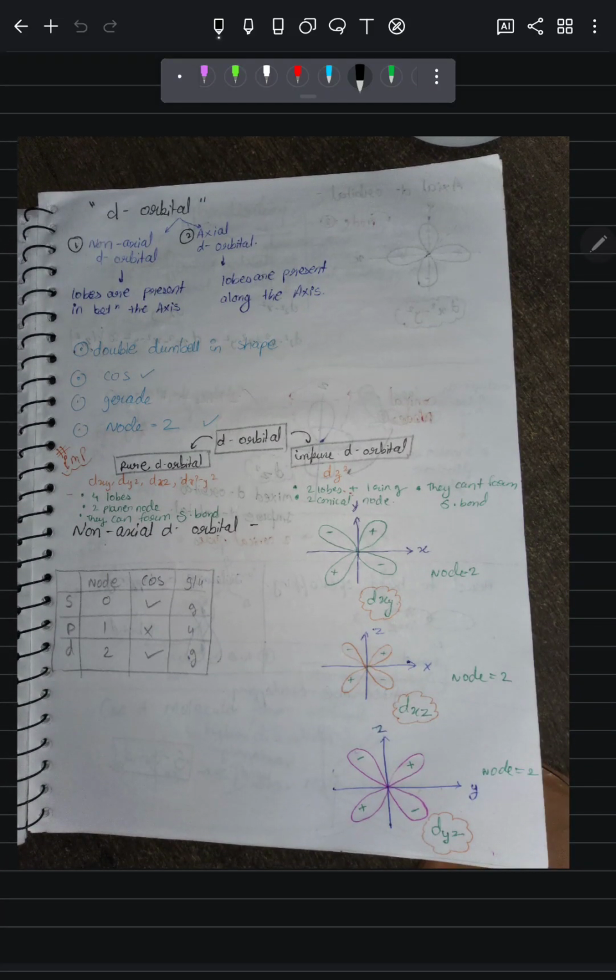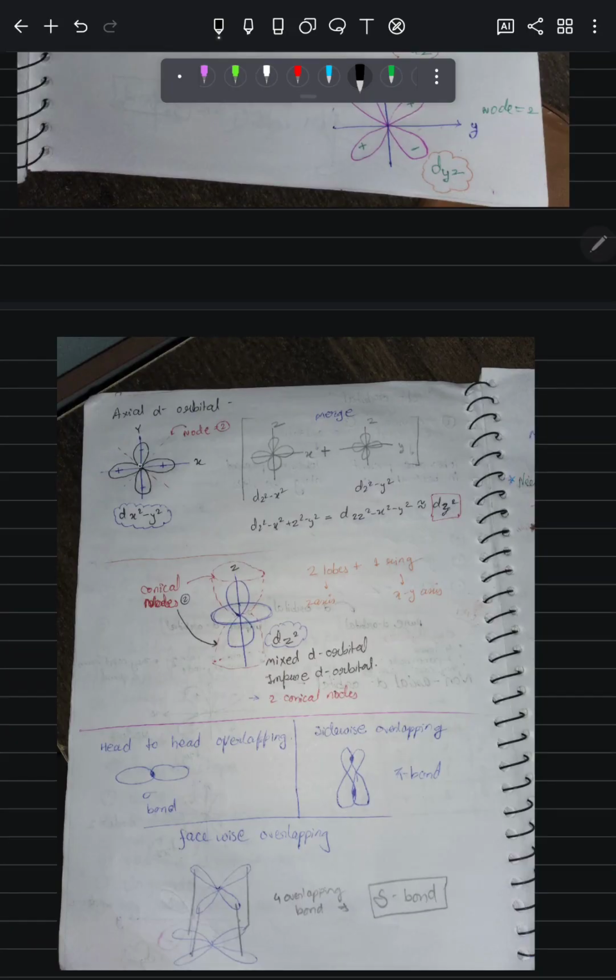Now let's talk about the d orbitals, which are important orbitals. There are non-axial and axial d orbitals. Two types of d orbitals are present. In non-axial d orbitals, lobes are present in between the axes. Means if the axis is passing through this, then lobes are present in between the axes. So these are called non-directional d orbitals. And axial d orbitals are those where the lobes are present on the axis.